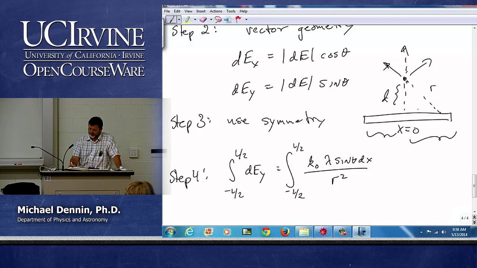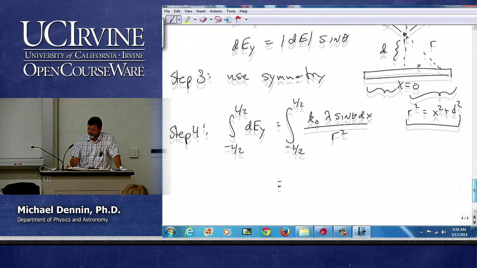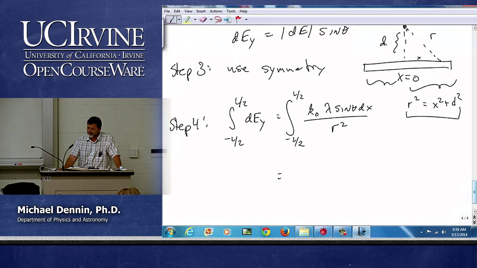Okay. So r between x and d, I see that r squared equals x squared plus d squared. So you will have to do some geometry or trig. So this is pretty easy to put in my r squared at this point. And then my other question is, what is sine theta?